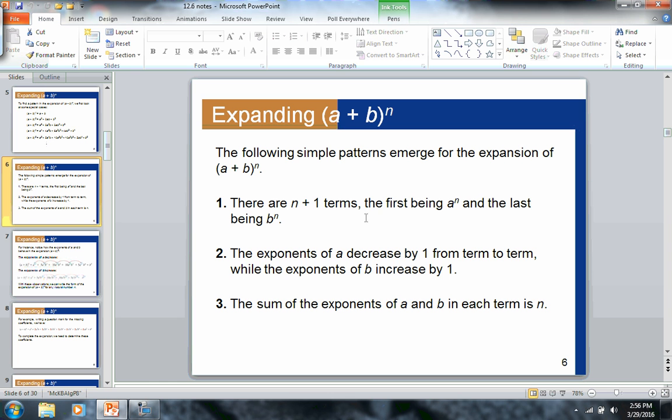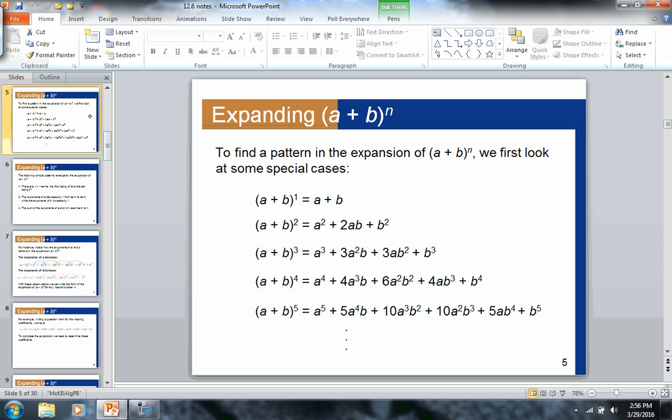And we notice that the first term begins with a to the n, and the last term is b to the n. We notice that the exponents decrease by 1 for the a terms, and that the exponents of b increase by 1, or they kind of decrease going backwards. And then the sum of the exponents of a and b is always going to be n. So let's take a look at that.